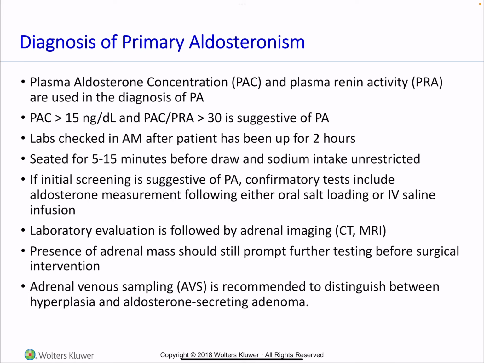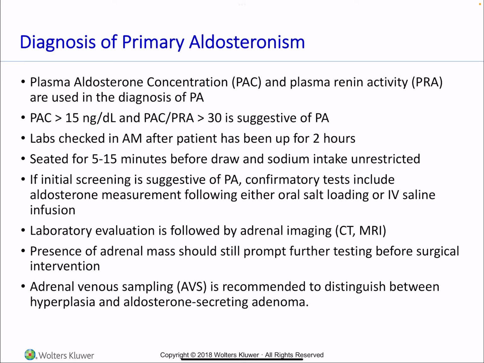So, in terms of this condition, we could detect it by looking at the plasma aldosterone concentration and also the plasma renin activity, PAC and the PRA. These are both tests that are commonly used in the diagnosis of primary aldosteronism. If the aldosterone concentration is over 50 nanograms per deciliter and the PAC/PRA ratio is over 30, that is suggestive of primary aldosteronism.